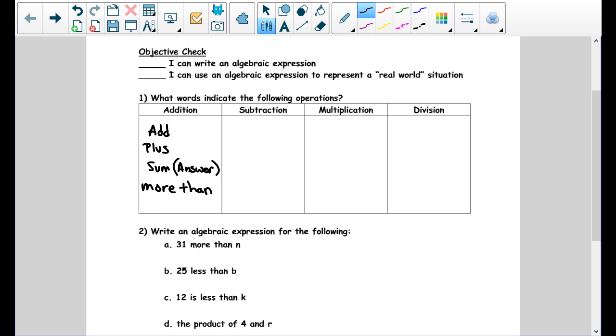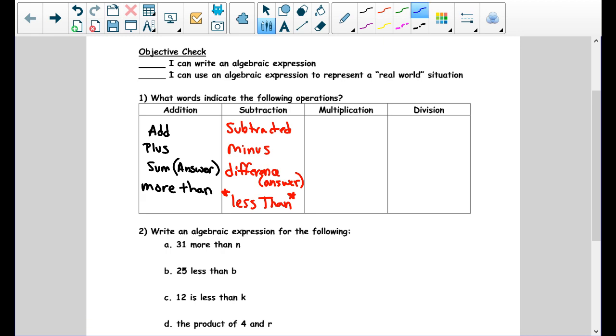What about subtraction? So minus, difference, subtract, subtracted, right? Difference is the answer, right? Less than. Put a star beside less than. You can circle it, whatever, it's special, we'll talk about it later. Okay, that's good enough for that for now.